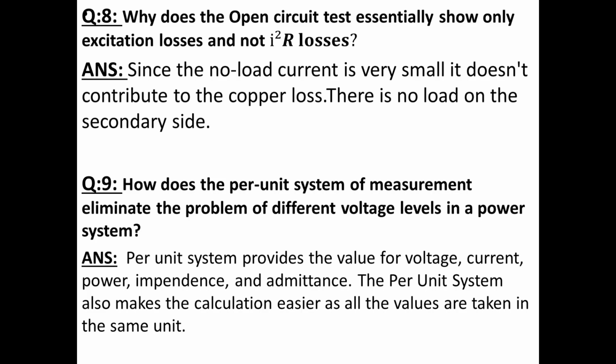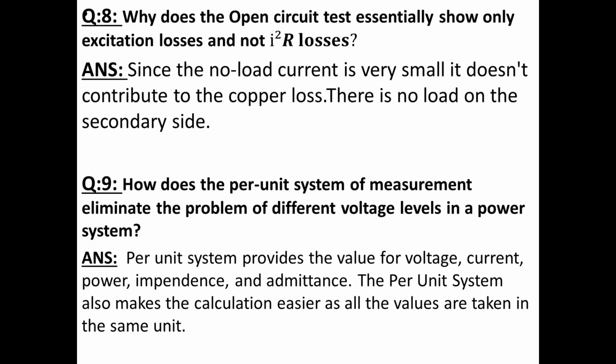Number 8. Why does the open circuit test essentially show only excitation losses and not I squared R losses? Answer. Since the no load current is very small, it doesn't contribute to the copper losses. There is no load on the secondary side.